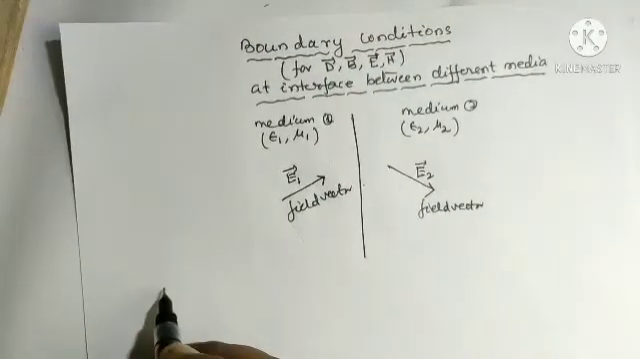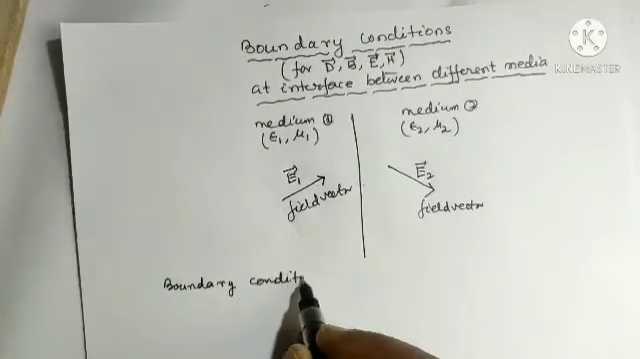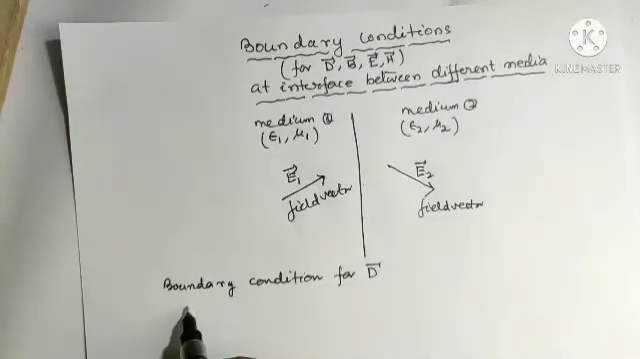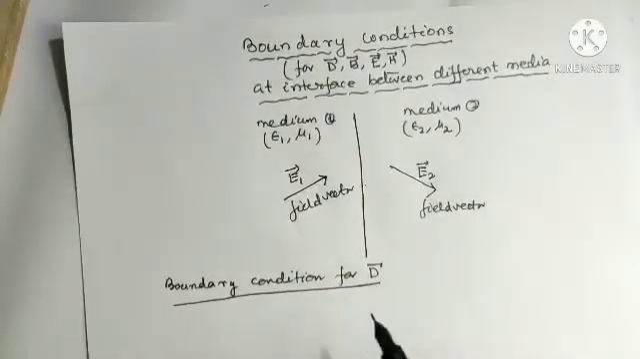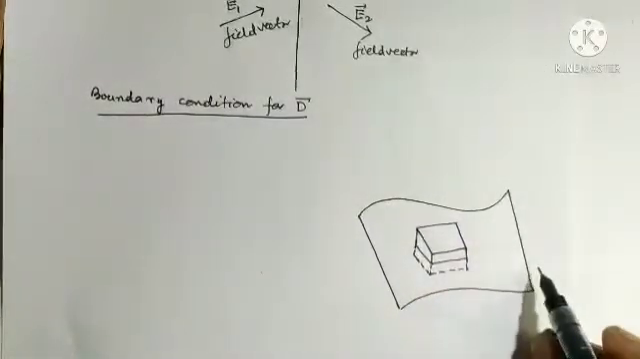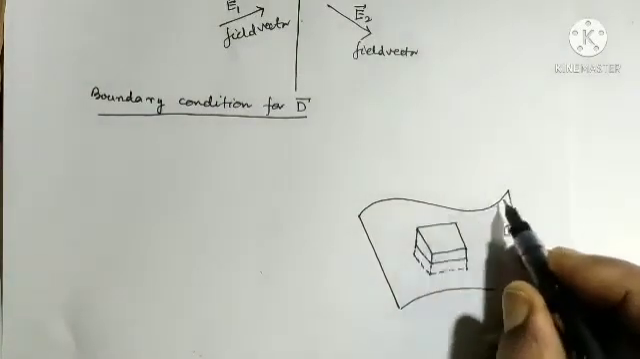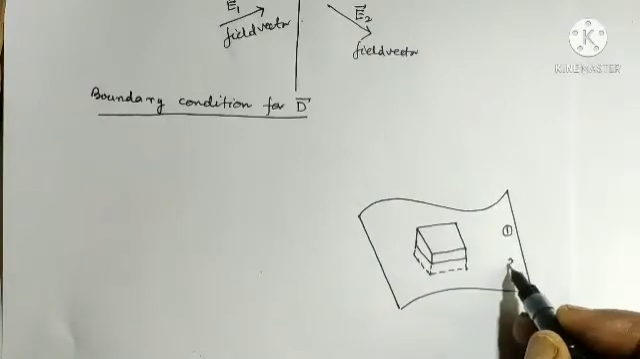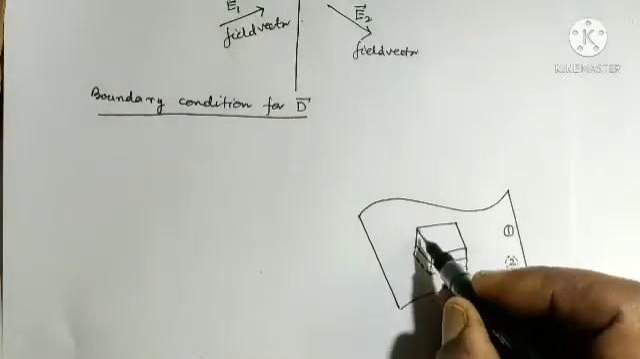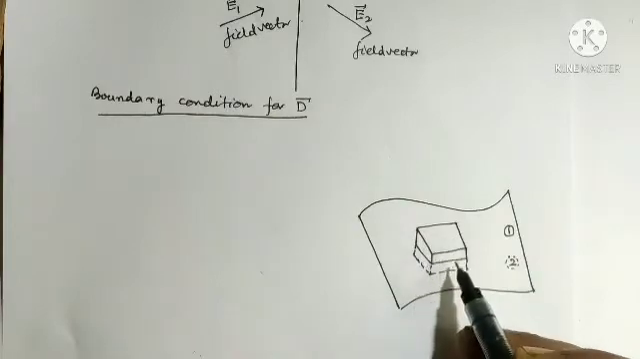So let us first discuss the boundary condition for the D vector. This is a surface that separates the two media. The region above this surface is medium 1 and the region below this surface is medium 2. So this is a Gaussian pillbox, very thin and small in size.